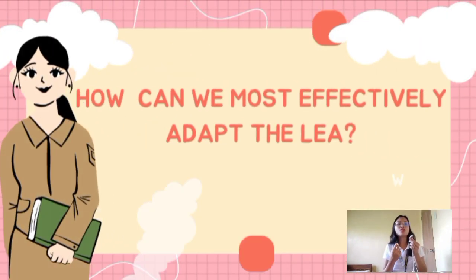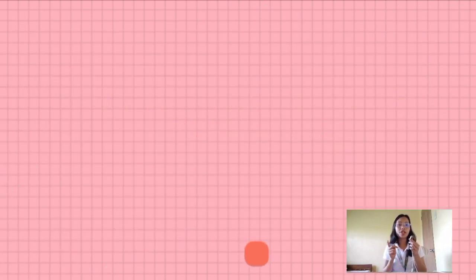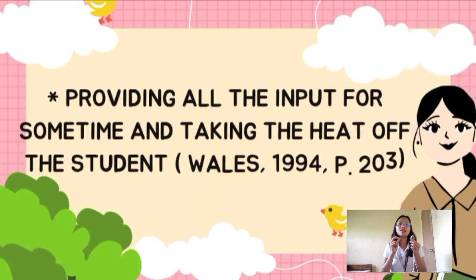So, how can we most effectively adopt the LEA? Okay, the first one is providing all the input for some time and taking the heat off the students. Okay, when we say providing all the input for some time and taking the heat off the students, it means that the teacher or the facilitator takes on the responsibility of providing information, explanations, and examples to the students without expecting them to actively participate or contribute initially.